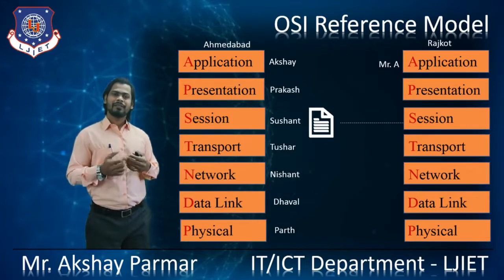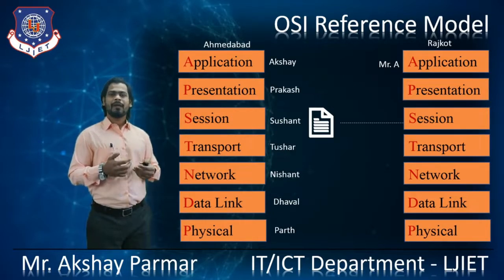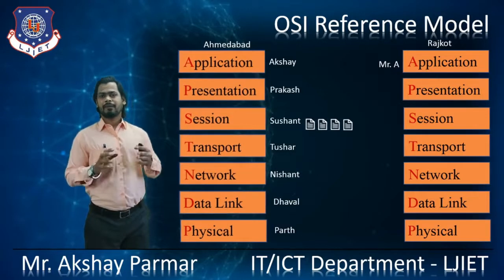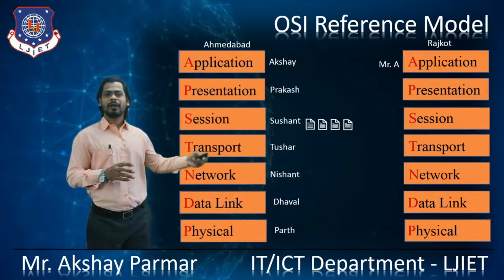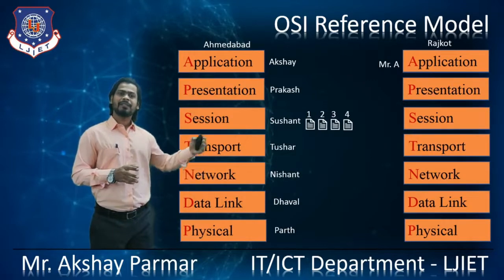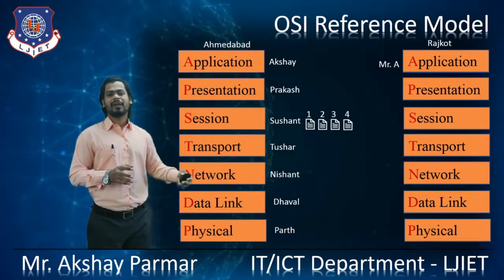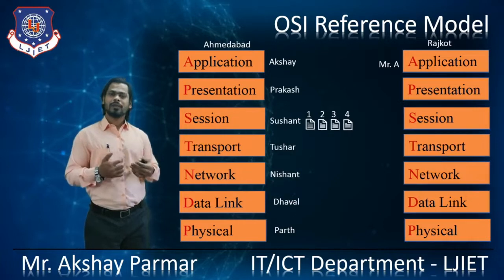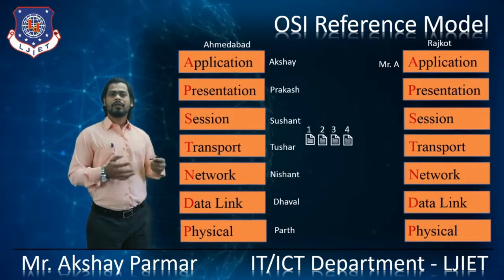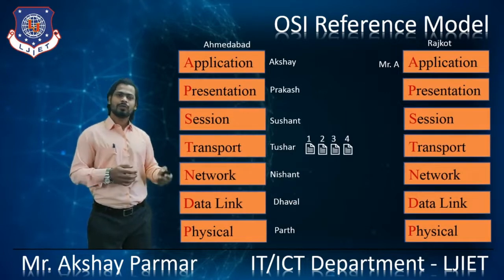Sushant thinks that if this important 400 pages document is lost during the transmission, my job may be in danger. So Sushant will divide that document into manageable chunks. He will divide the 400 pages document into 100 page chunks, naming them the first 100 pages, second 100 pages, third 100 pages, and fourth chunk of 100 pages, right? After that, Sushant will send those manageable chunks to Tushar. So those 4 different chunks are sent to Tushar.